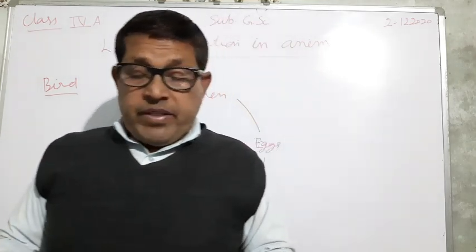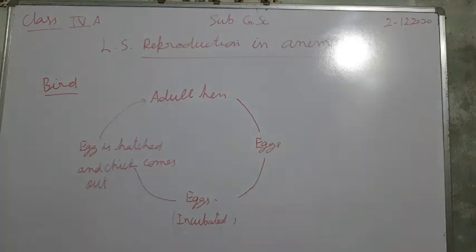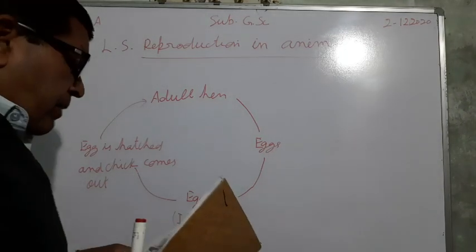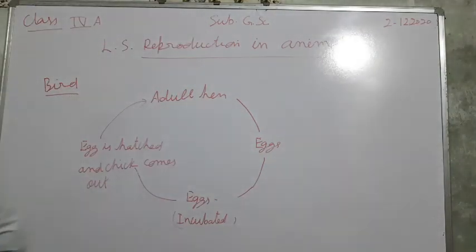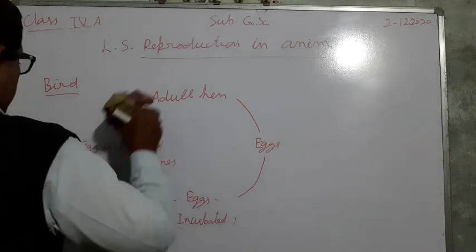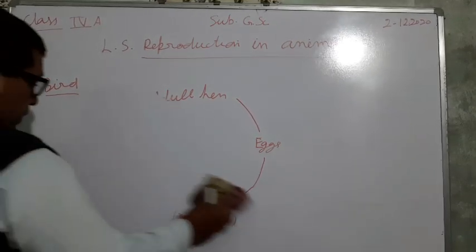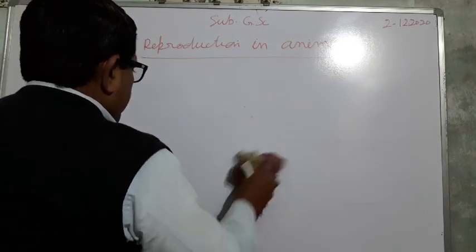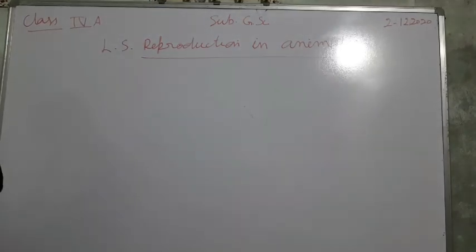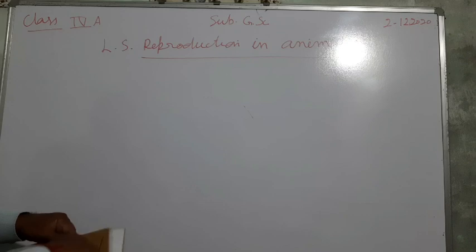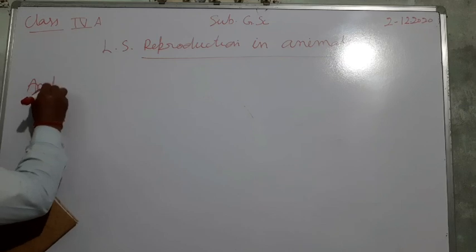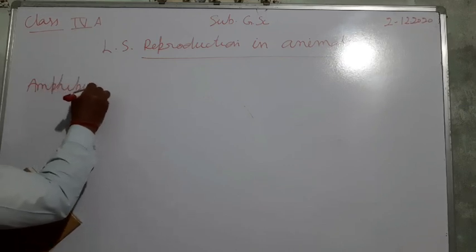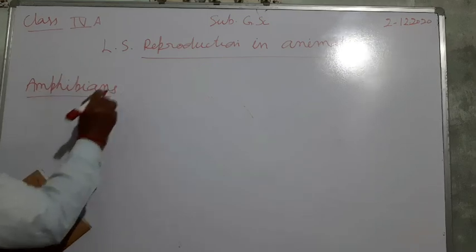So next, amphibians. You are familiar with amphibians, like frogs. You know about frogs and toads. These are examples of amphibians. Amphibians can live in water or they can live on land.